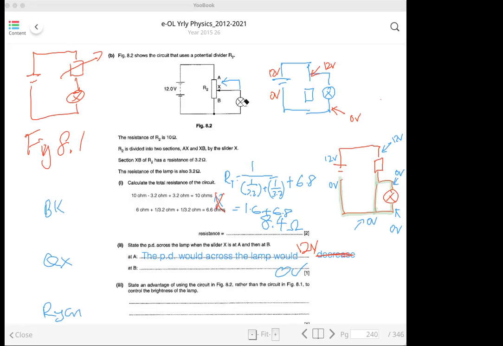Okay, Ryan, your answer is not wrong. What you say is not wrong. The potentiometer, when you slide from A to B, allows the bulb to have a different brightness. But same for figure 8.1. If I change the variable resistor, my PD of this bulb will also change. So my brightness of this bulb will also change. So both of these setups allow the bulb to vary its brightness. So why does 8.2 have an advantage over 8.1?